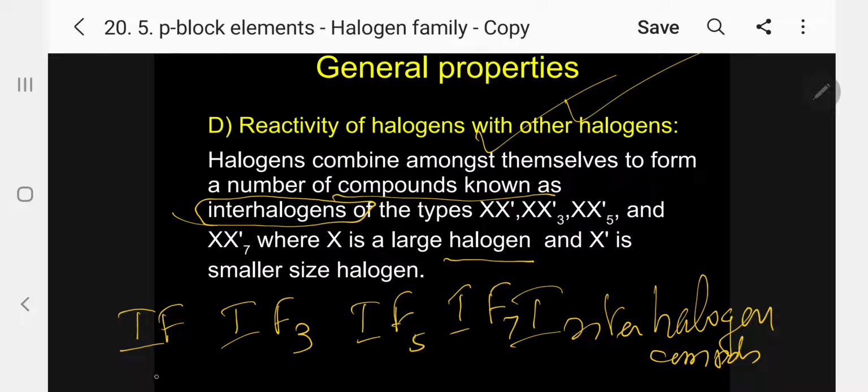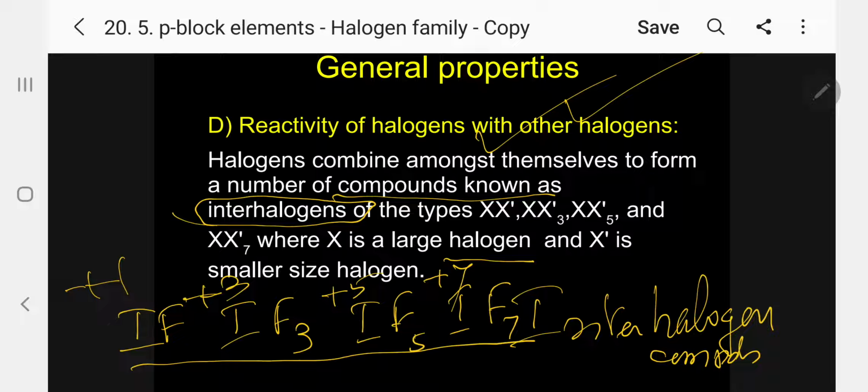Please follow. So here the oxidation state of iodine is plus 1 with fluorine, then plus 3, plus 5, plus 7. Kindly follow. So here the smaller size halogen is fluorine, and the larger size is iodine.